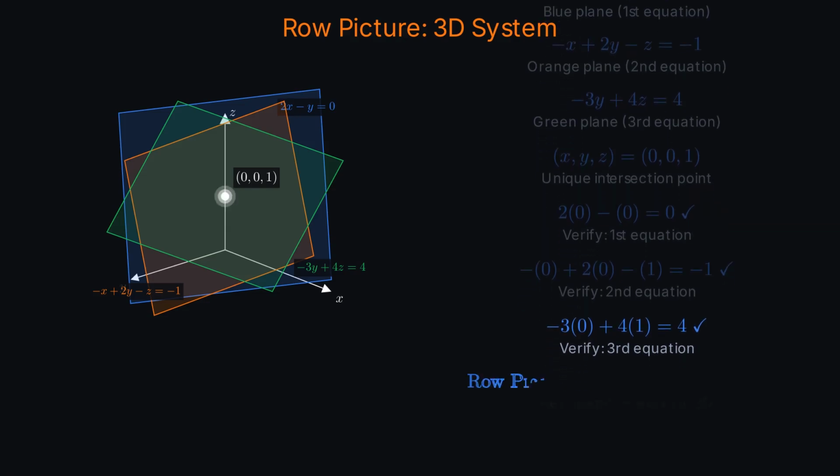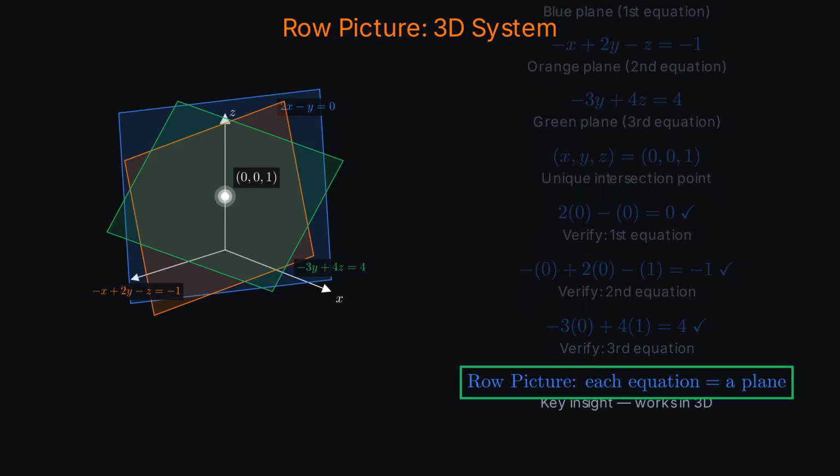That glowing dot is our solution, and the row picture is visually satisfying in three dimensions. But keep this in mind. It only works because we can draw three dimensions. For higher dimensional systems, we'll need a different approach.